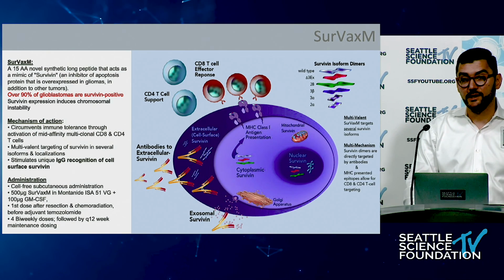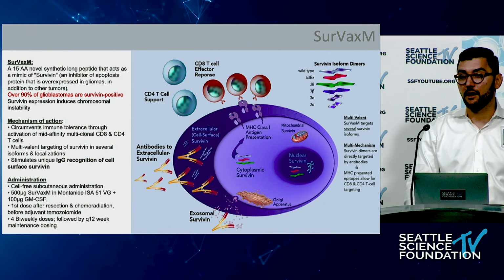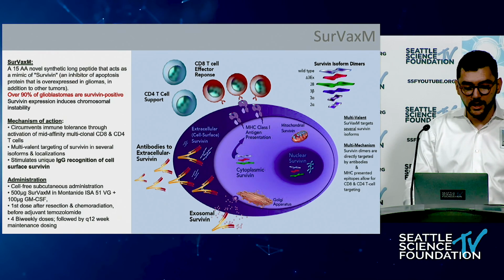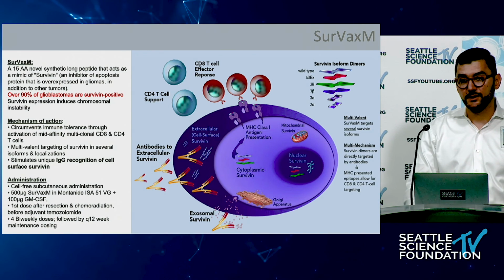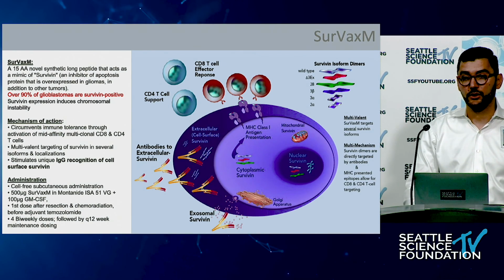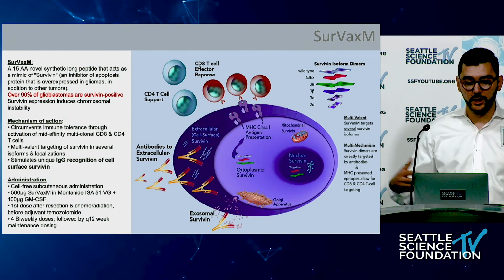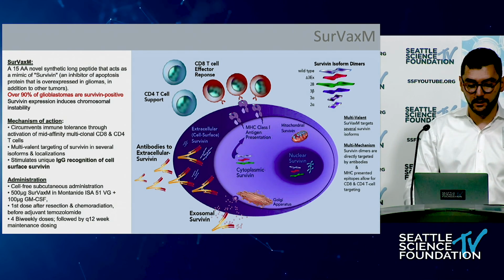Survivin is overexpressed in glioblastoma. It's overexpressed in other tumors as well. And it does a couple of things. It's an inhibitor of apoptosis. It also results in increased chromosomal instability, so accumulation of mutations, which GBM does a lot of.